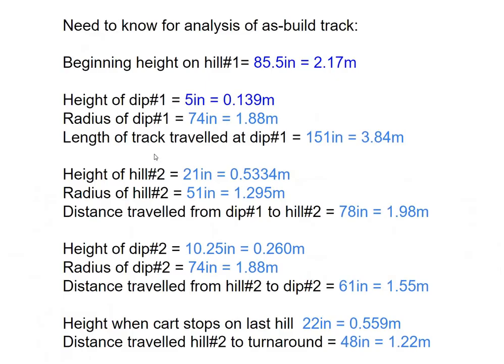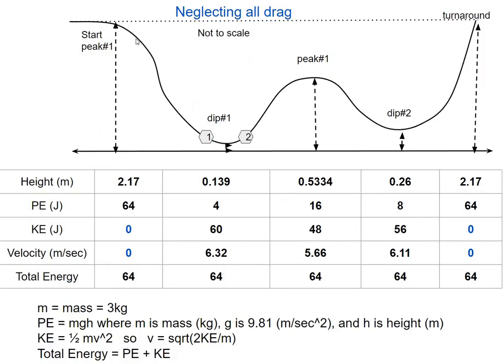And then we need to know what is the height of dip number 1, what's the radius at dip number 1, and the length of track we traveled between the start and dip number 1. So the radius here will tell us the centripetal acceleration in the downward direction, adding to gravity. And what is the height here? The height difference will tell us how much potential energy we lost and gave up to kinetic energy.